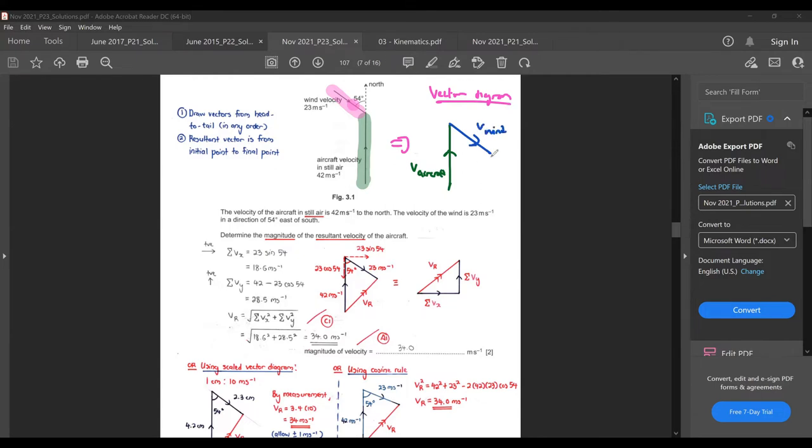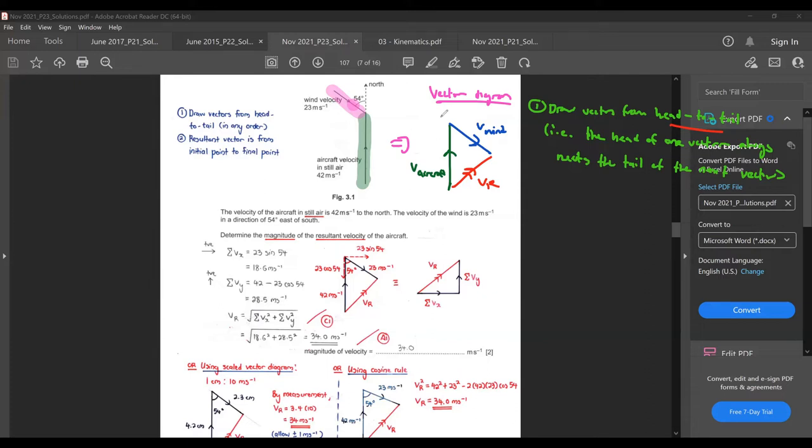My resultant will be somewhere in this direction like this. Okay. When it comes to drawing vector diagrams, there were a few rules to follow. The first one was always draw vectors from head to tail. Meaning to say, the head of one vector always meets the tail of the next vector. Okay, that's what drawing head to tail means when you want to draw a vector diagram. The tail must meet the head, the head of one vector must meet the tail of the other vector.